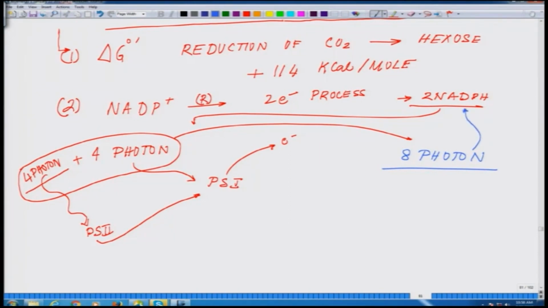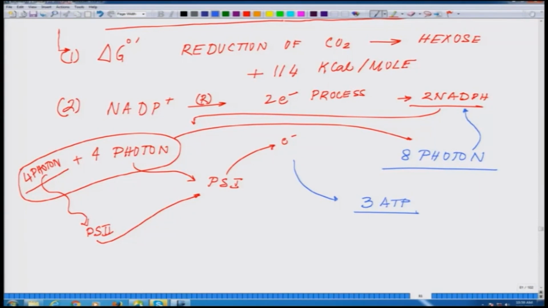The proton gradient generated in producing 2 NADPH is more than sufficient to drive the synthesis of 3 ATP molecules. So, mark my word again, the proton gradient generated in producing 2 NADPH is more than sufficient to drive the synthesis of 3 ATP molecules.